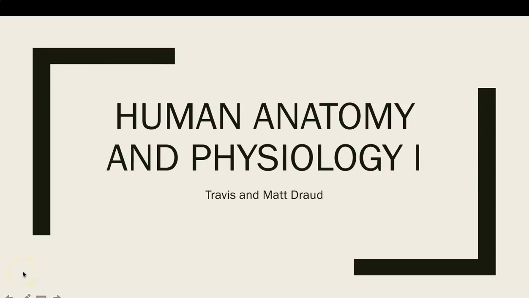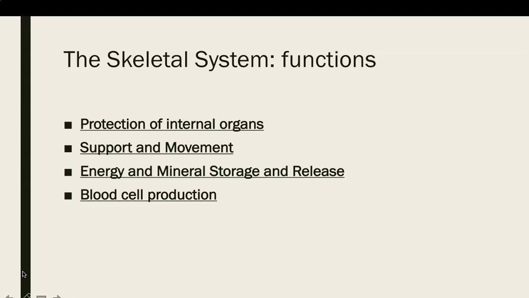We are getting ready to learn a little bit about the skeletal system, and my first lecture here is going to be on the functions of the skeletal system. And so this is 6.1 in the OpenStax textbook. Basically, we can boil down the skeletal system's functions to four main items, including the protection of internal organs.